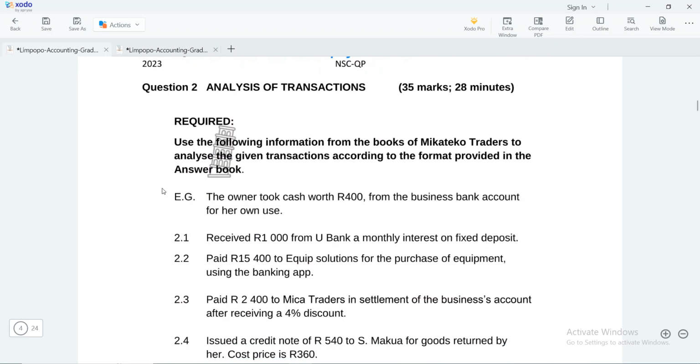Now the first transaction here, they're giving you an example. They say the owner took cash of 400 from the business account for personal use. So we know that once somebody takes money from the business account, we'll definitely have drawings, and then also the bank account being affected. So we need to ask ourselves which one is increasing, which one is decreasing. Now remember, in this case our drawings are increasing, which means that they will be debited.